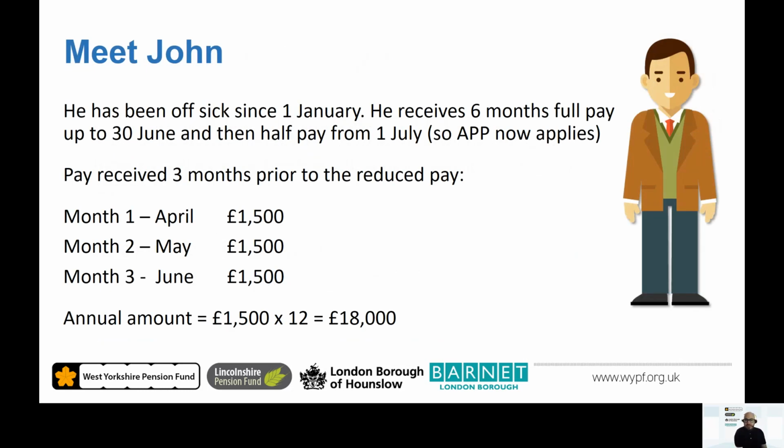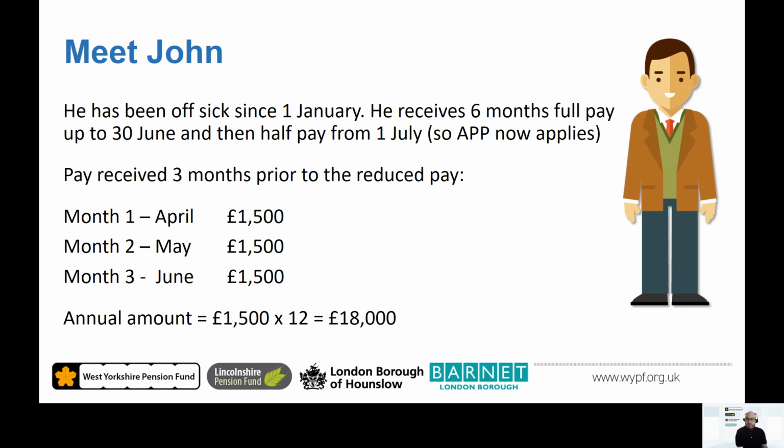In this next example, we meet John. John has been on sick leave since the 1st of January. So he receives 6 months full pay up to the 30th of June and then is on half pay from the 1st of July. And therefore, as sickness falls in the protected leave category, APP now needs to be applied. But APP would only apply from the point that John's pay has been reduced. So there would be no change to the 6 months he was receiving full pay.